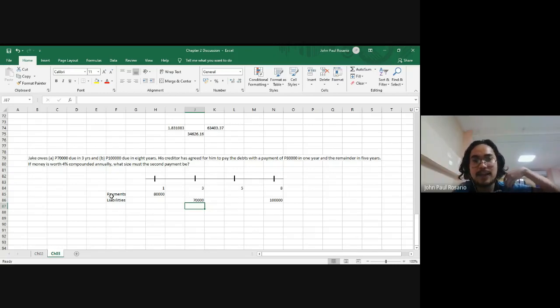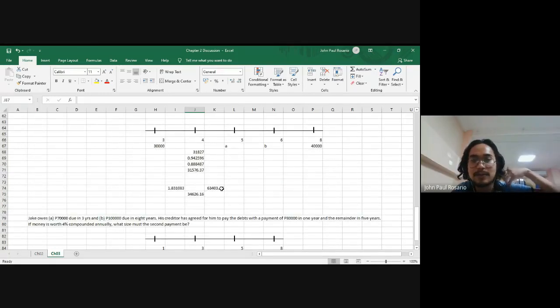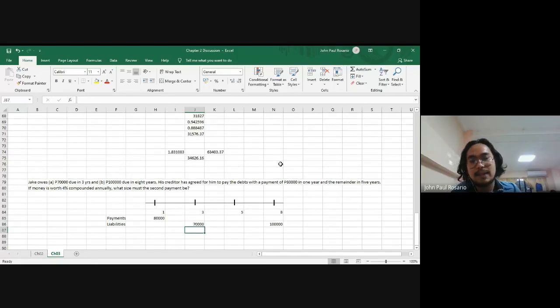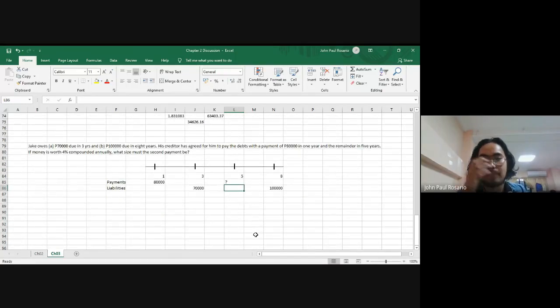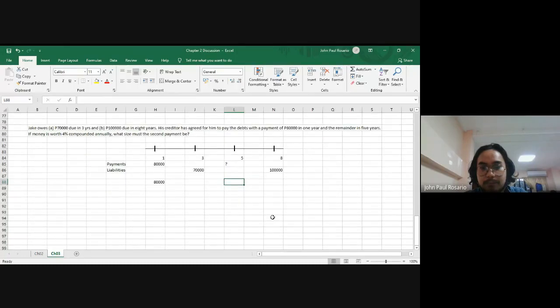Now, earlier we could just pinpoint, since these were equal payments, so no worries. But in this case, the unknown is specific on year 5, so we really have to pinpoint year 5 to get the equivalent value at year 5. Noted? Yes, sir. Okay. First, we have to bring the 80,000 towards year 5. Is it future value or present value? Future value, sir.